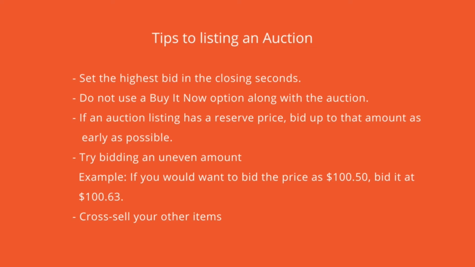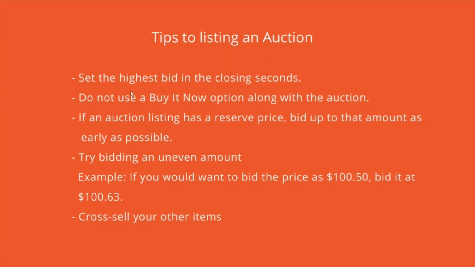Tips for listing an auction. You stand a greater chance of getting the item by placing your highest bid in the closing seconds. Do not use a buy it now option along with the auction. If an auction listing has a reserve price, bid up to that amount as early as possible, so other bidders are not attracted by the low starting price. Try bidding an uneven amount. Example, if you would want to bid the price as $100.50, bid it at $100.63. Those extra few cents can make all the difference.